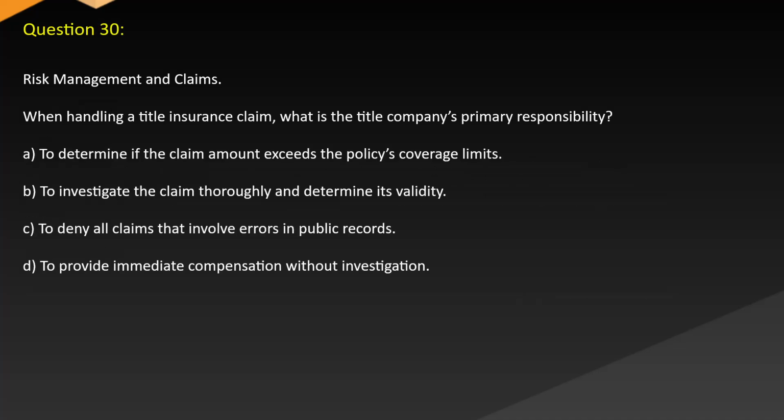Question 30. Risk management and claims. When handling a title insurance claim, what is the title company's primary responsibility? A. To determine if the claim amount exceeds the policy's coverage limits. B. To investigate the claim thoroughly and determine its validity. C. To deny all claims that involve errors in public records. D. To provide immediate compensation without investigation.